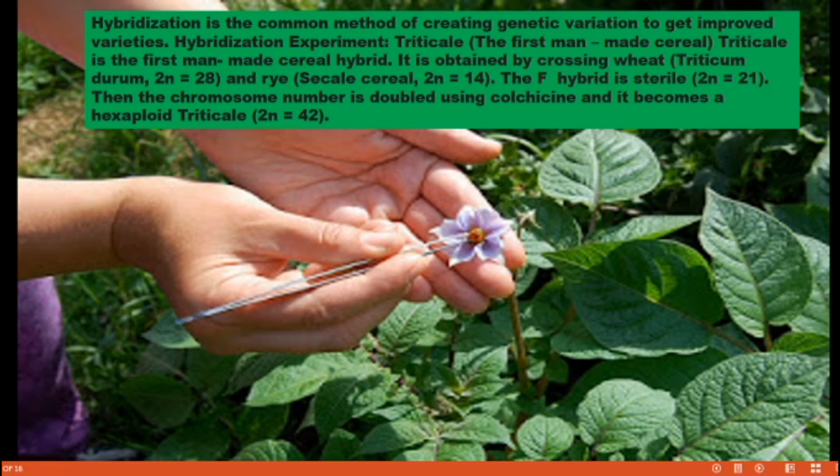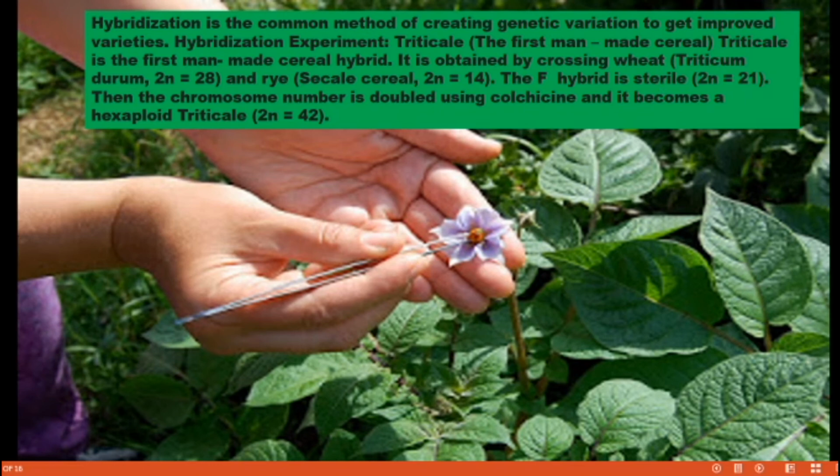One more question they may ask. It is obtained by crossing wheat, Triticum durum, 2n equal to 28, with rye, 2n equal to 14. So in the F1 generation, what happened? They cross, so between the two they go for cross pollination. What happened? In the F1 generation, the hybrids are sterile. What do you mean by sterile? Sterile means the plants are unable to produce offspring, or are not able to carry out fertilization.